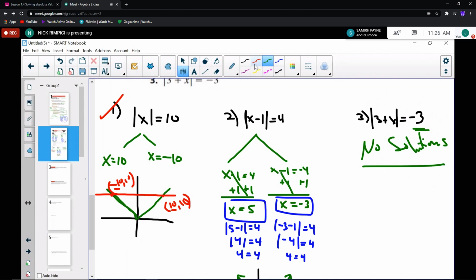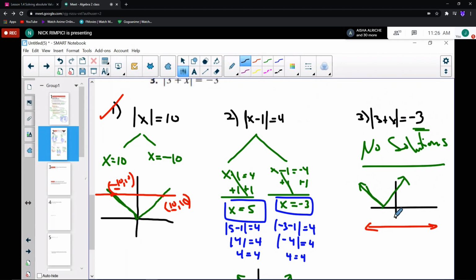If you graph it and you didn't do this, that's okay. You should always be graphing it first. If you graph it, you'll see that this one looks something like this. Off the top of my head here, I could be a little off. Here's my absolute value, and then negative 3 would be down here somewhere.